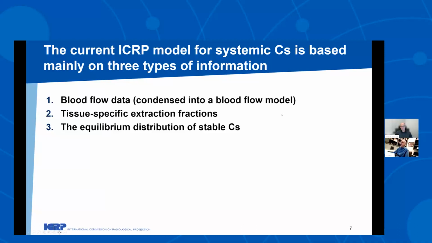Now the current, meaning the OIR ICRP model for systemic cesium, is based mainly on 3 types of information, the same types that were originally applied in the potassium model. It's based on a blood flow model, tissue-specific extraction fractions, and the equilibrium distribution of stable cesium.